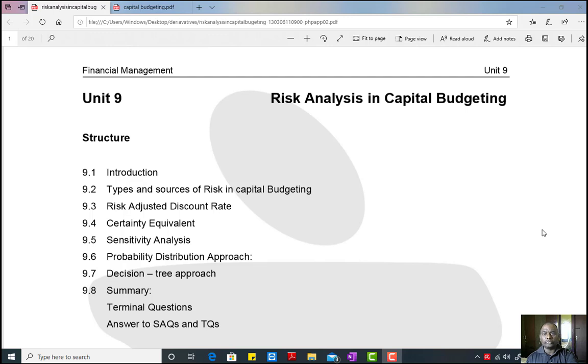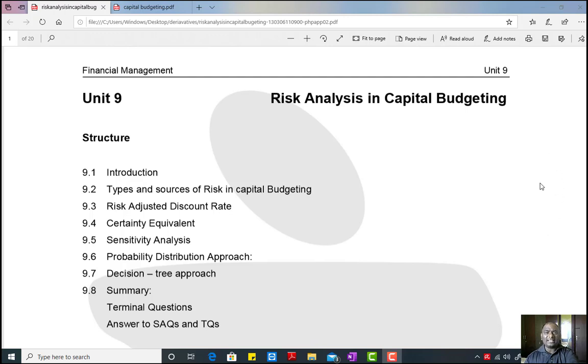Welcome to our next tutorial, that is risk analysis in capital budgeting. We have seen what capital budgeting is in our last class, and how we work it out and take decisions. Pretty simple, isn't it? There are only two things: one is the cash flow, another is the discount rate. Take the cash flow, discount it, and then apply the formula: present value of cash inflow minus present value of cash outflow.